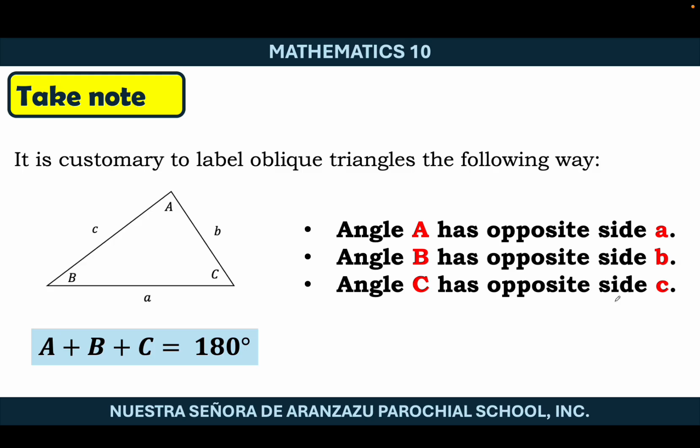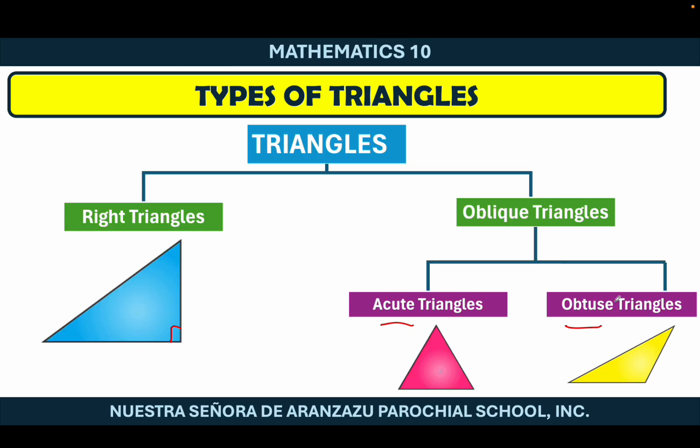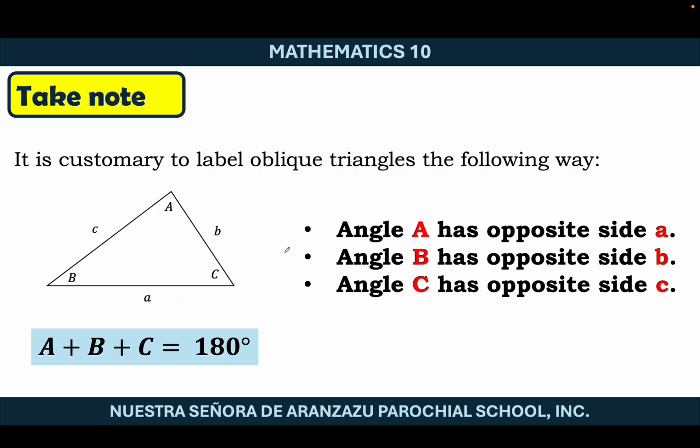Now, in solving a triangle, during your grade 9, it was already discussed about the right triangle. So the SOHCAHTOA and the Pythagorean theorem are the formulas that are used to solve for a right triangle. In this lesson, we are going to focus on the oblique triangle, in solving an acute triangle and obtuse triangle. Now, mathematically, it is customary to label the parts of an oblique triangle this way.